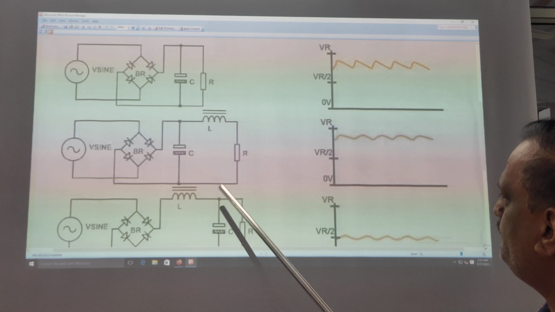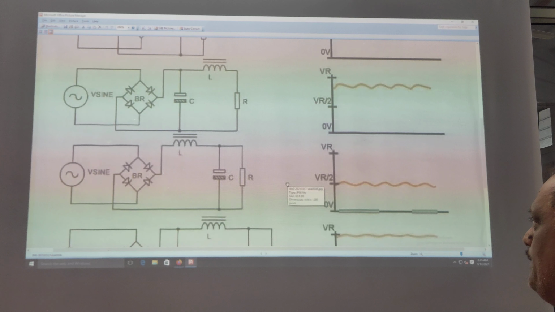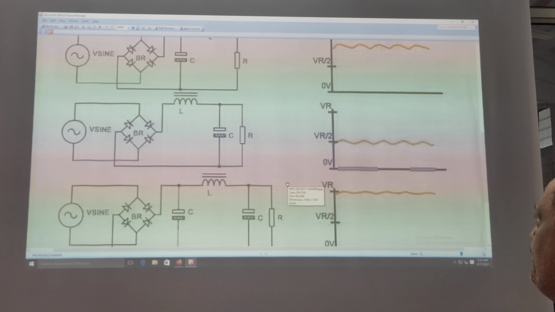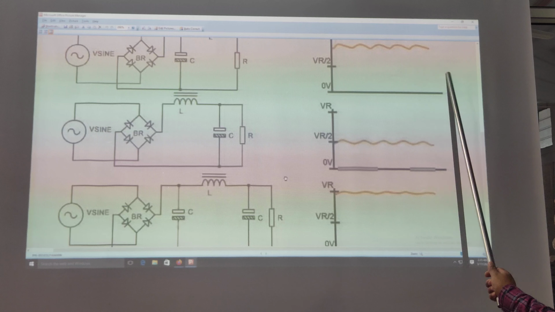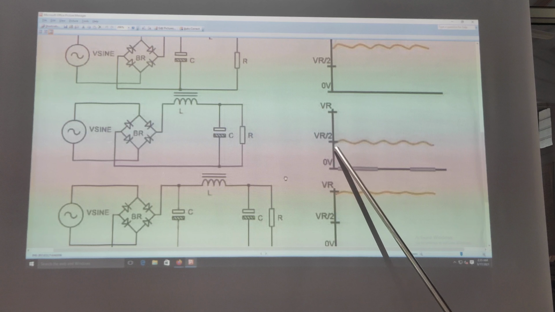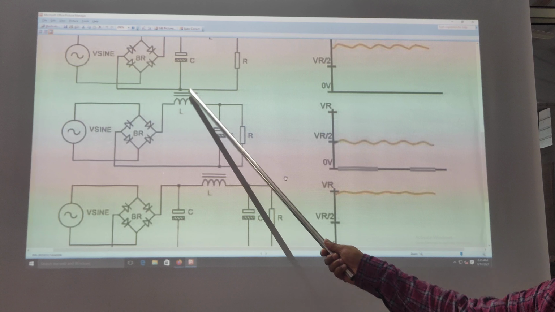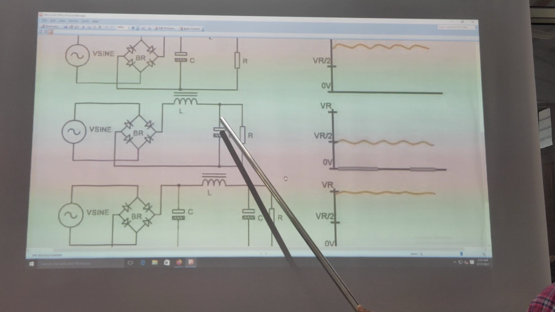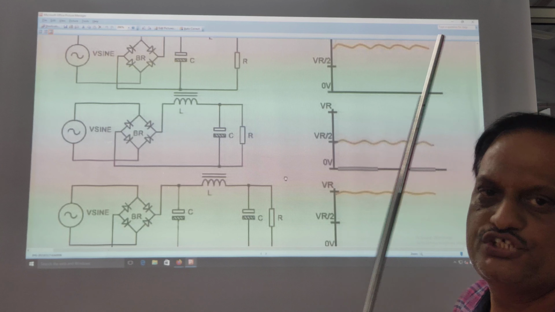Now you can even see the other circuit. If you change the position of this inductor and capacitor, then what will happen? You can see the difference in the waveform. The average value of the output DC voltage will be decreased. In this case, the average value is greater than VR by 2, whereas it is actually VR. So there is a change in this position. If the position of the filter is changed, the output voltage generated will be changed.